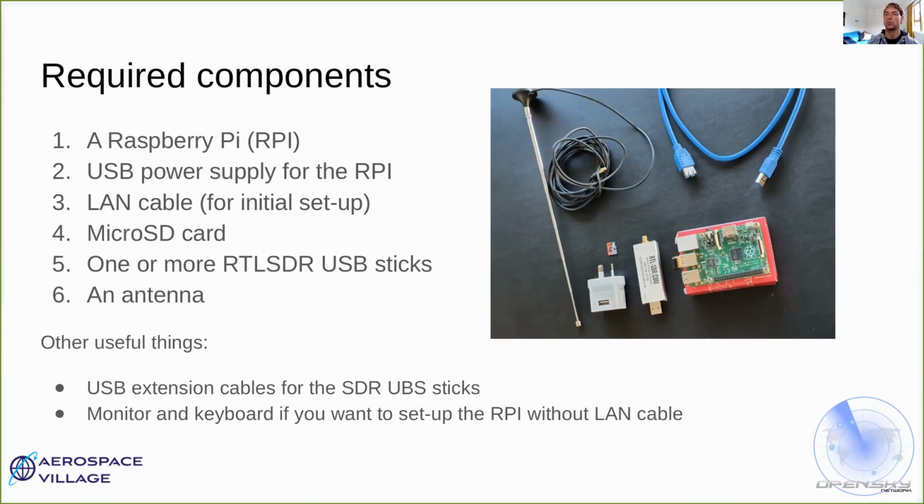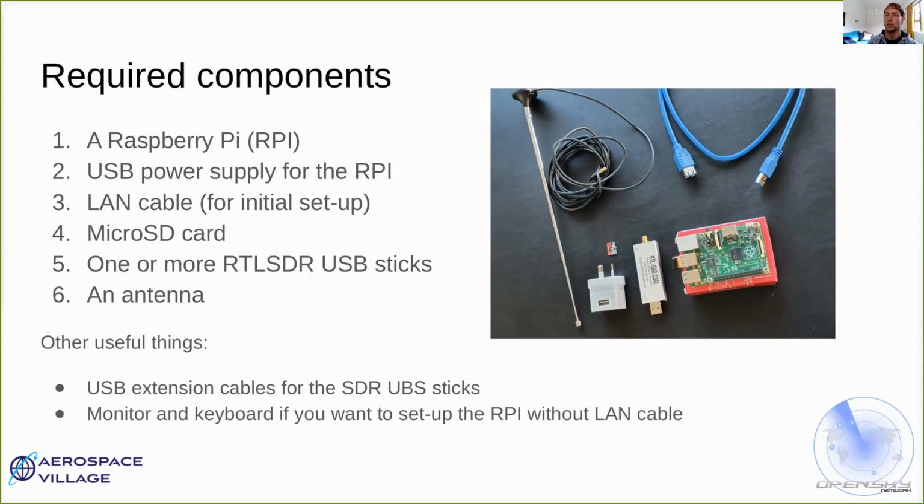Then for the Raspberry Pi, we need a power supply and the LAN cable for the initial setup. The LAN cable you only need if you want to follow along this headless SSH setup from scratch. If you already have a running Raspberry Pi or setting up with monitor and keyboard, you can also use a wireless LAN. You also need a micro SD card which serves as a Raspberry Pi disk.